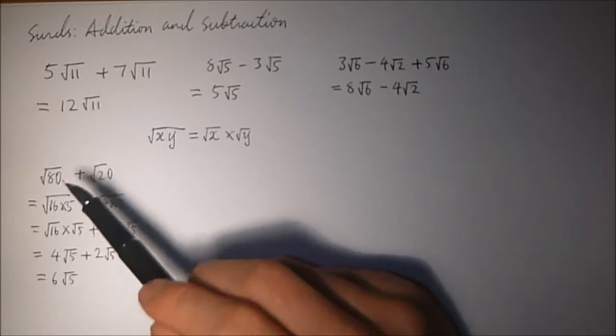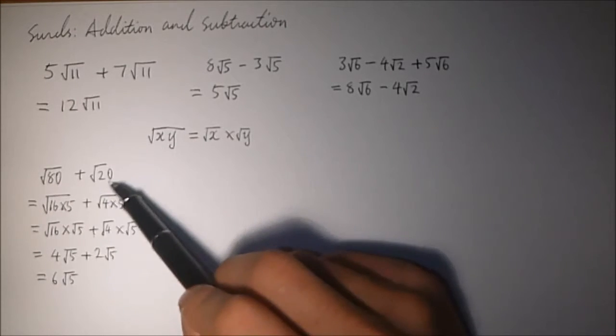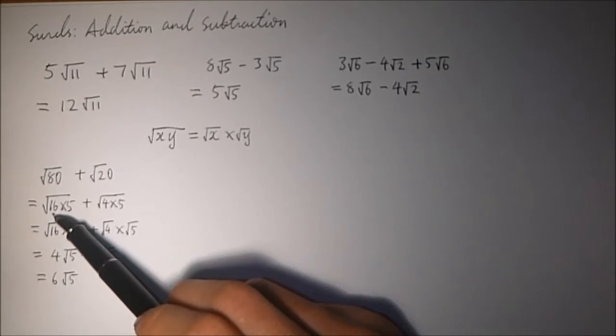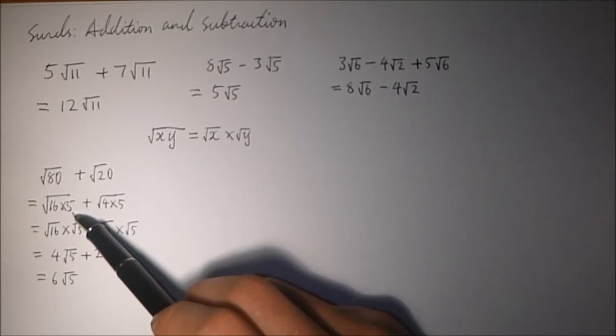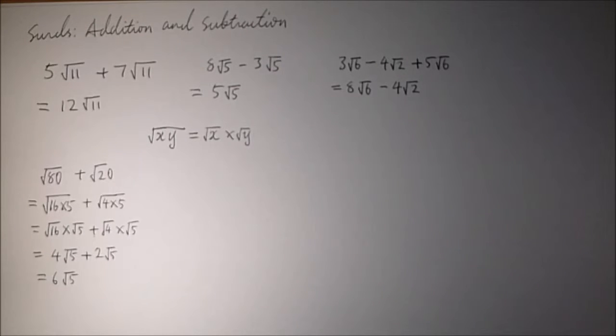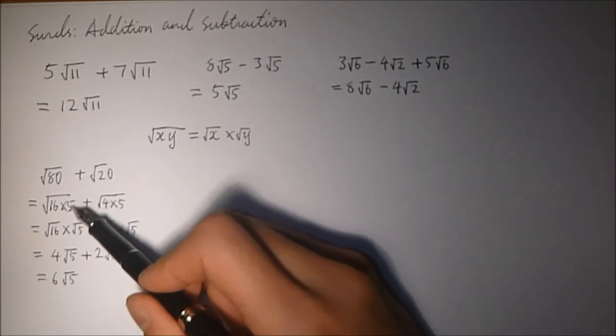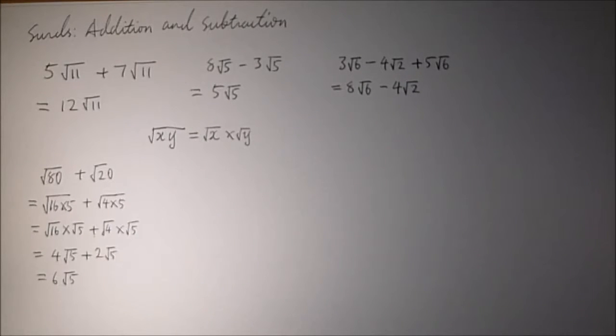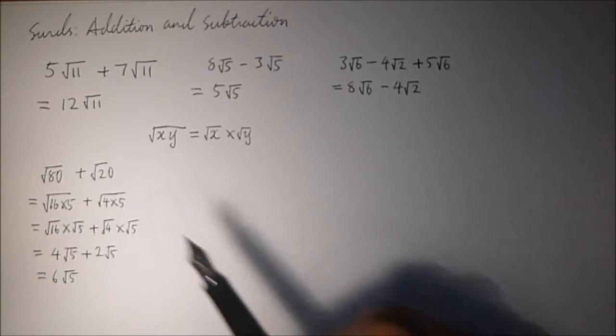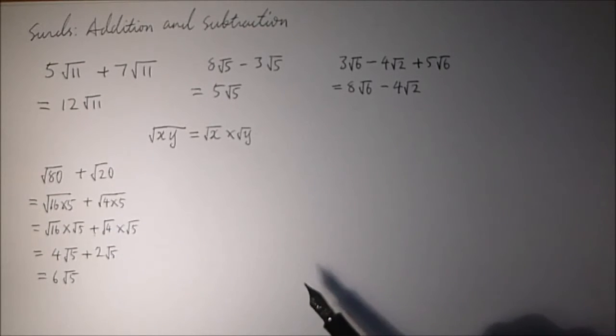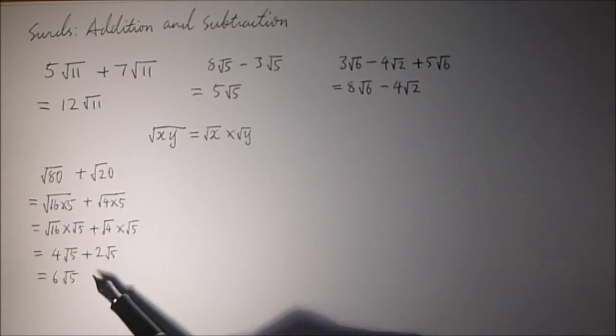So what happened is that we broke the numbers down into a square number and a non-square number. The non-square number will give us our surd, and the square number can actually be simplified into a whole number.